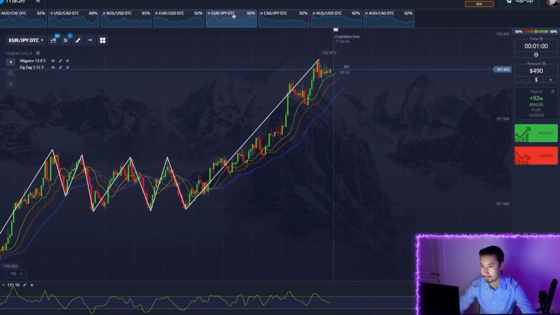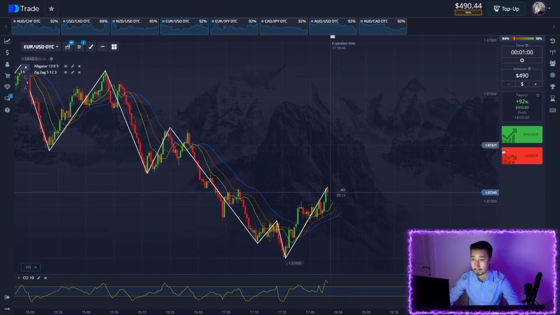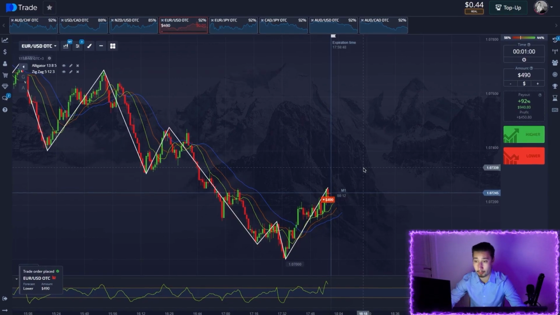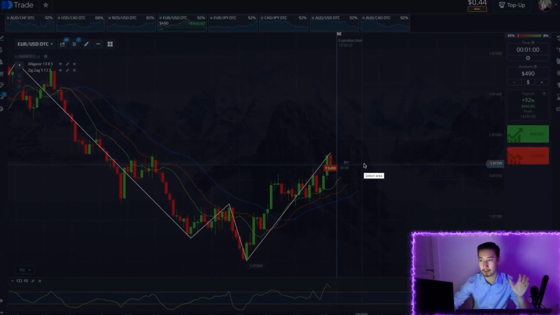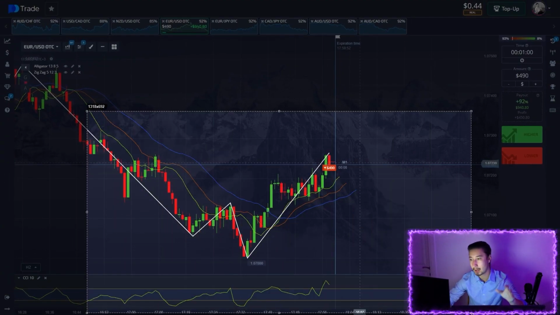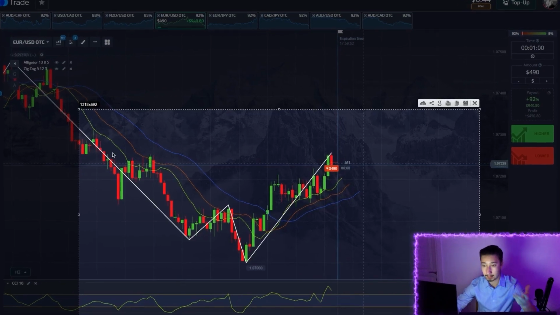So here let's open a position for short. Here's a very clear entry into the deal. Let's open it and consolidate our result.